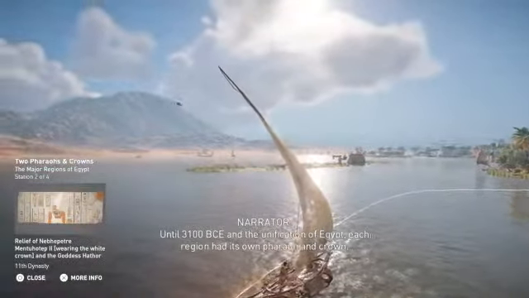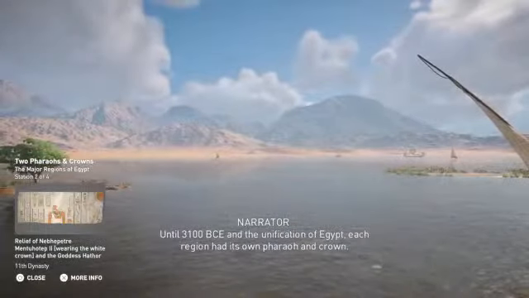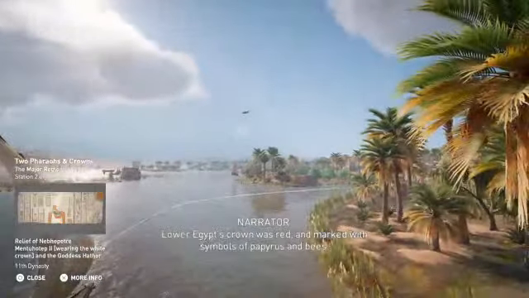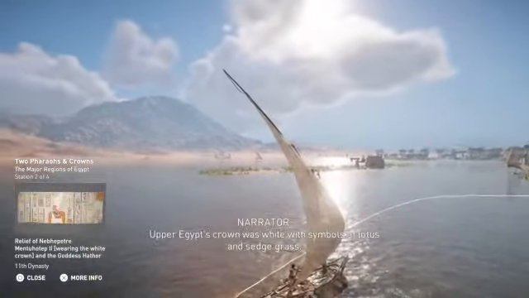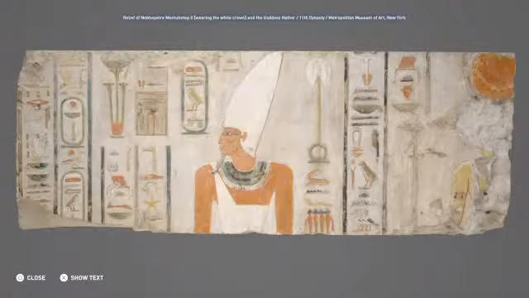Until 3100 BCE and the unification of Egypt, each region had its own pharaoh and crown. Lower Egypt's crown was red and marked with symbols of papyrus and bees. Upper Egypt's crown was white with symbols of lotus and sedge-grass. And there you see the hieroglyphics.